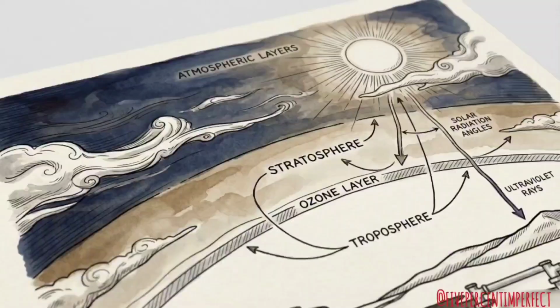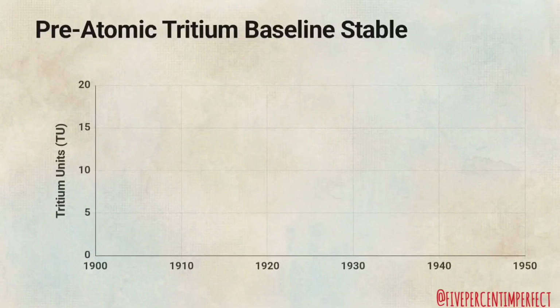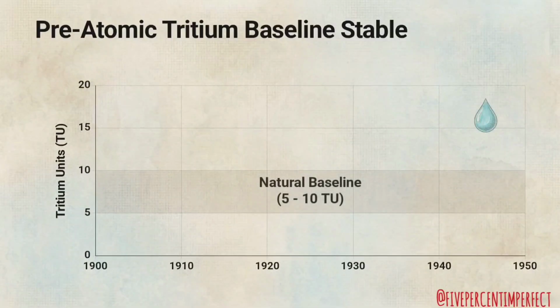To use this stopwatch, we need to know the starting number of atoms. In nature, cosmic rays hit the upper atmosphere and generate a tiny, constant baseline of tritium. This graph illustrates that natural baseline in global rainfall. Between 1900 and 1950, the levels hold steady between 5 and 10 tritium units.